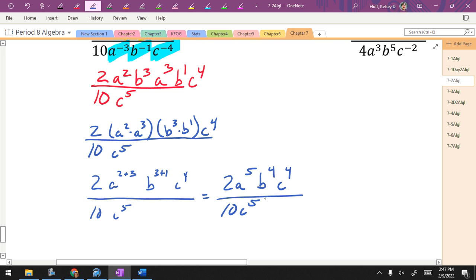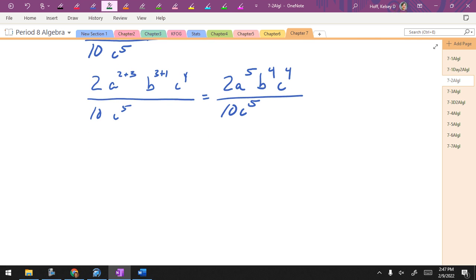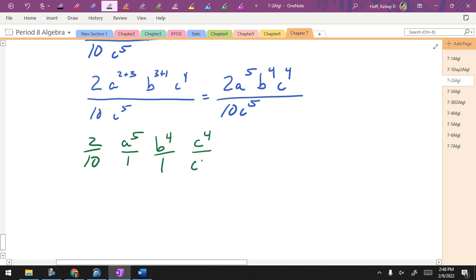What sucks about this is it feels like we've done a ton of work and we're not done. So now we have to separate things off, yes? So my coefficients 2 and 10 are going to be together. A to the 5th doesn't have anything in the denominator, so I'm going to put a 1. B to the 4th doesn't have anything in the denominator, so I'm going to put a 1. And then I have c to the 4th divided by c to the 5th.